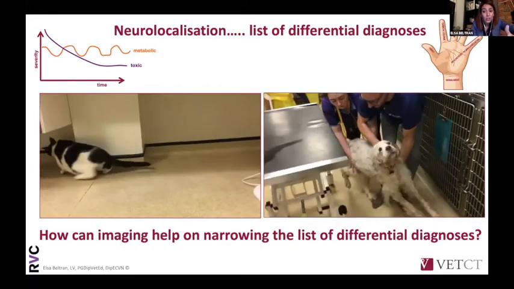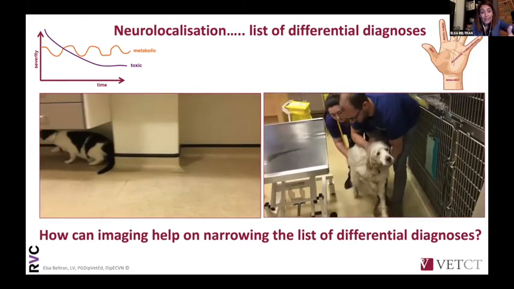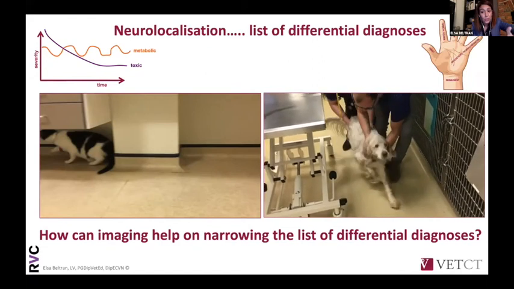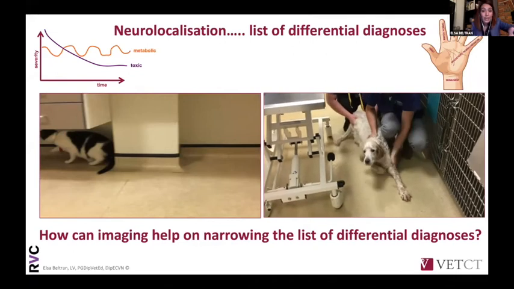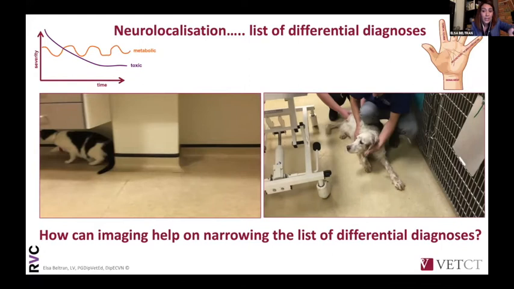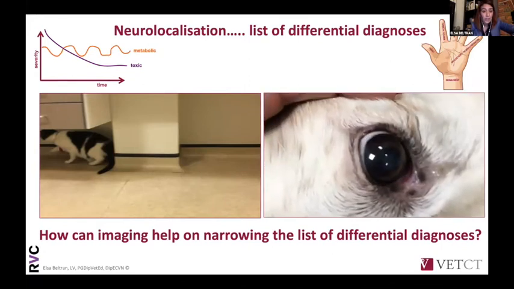And this is a dog that also presented with peracute onset of vestibulocerebral signs. Again, it's very important that we take into account the history, because this dog was diagnosed with metronidazole toxicity. It did very well, it recovered. These are two cases that probably don't need an MRI, and we can get the diagnosis just by taking into account the history.